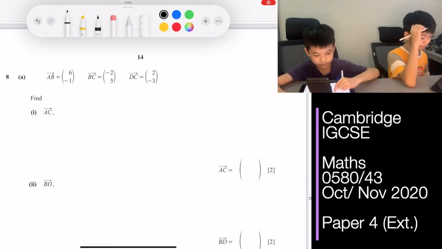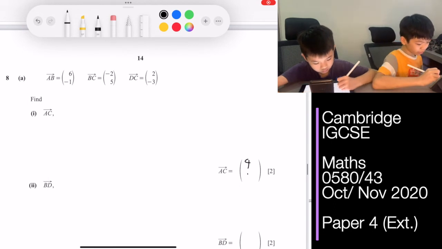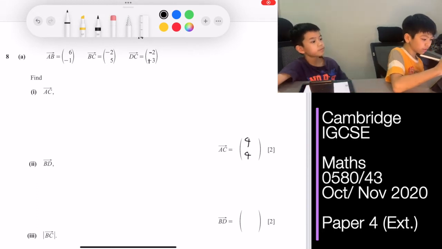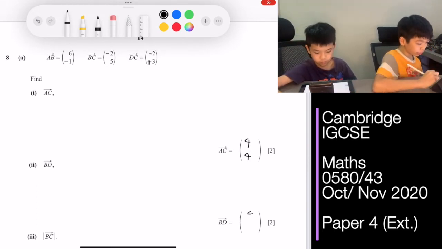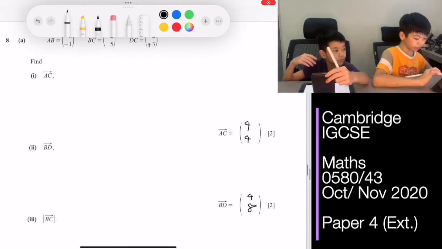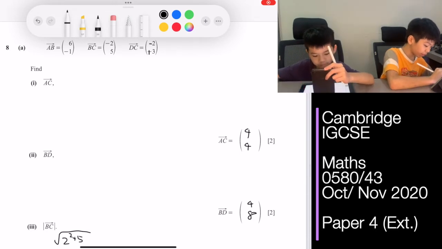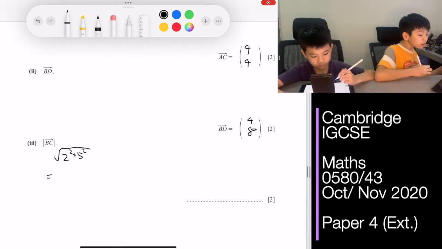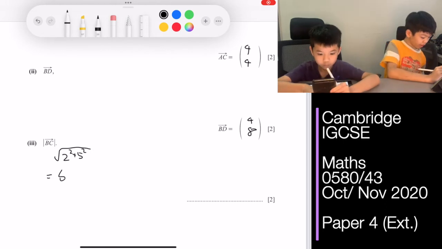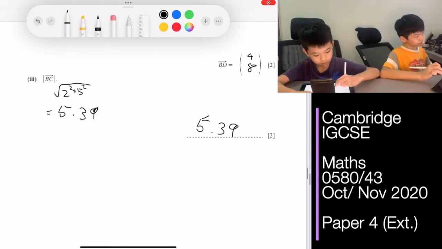Question 8a, find AC. So 6 minus 2 is 4, and negative 1 plus 5 is also 4. Find BD. So negative 2 minus 2, inverse this one to get CD, is negative 4. 5 plus 3 is 8. Find BC, or modulus BC. That would be root of 2 squared plus 5 squared, which is 5.39.